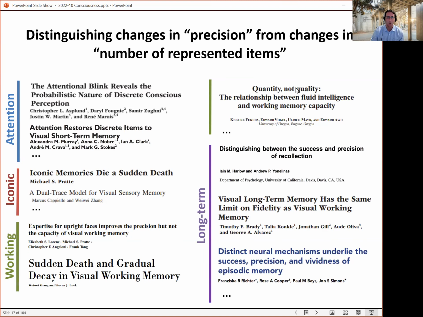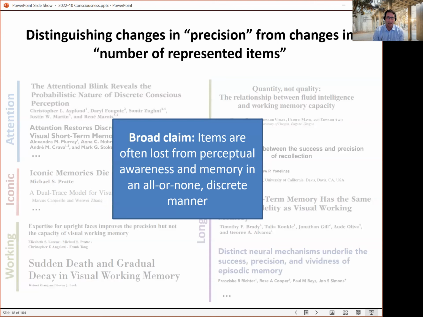For example, the correlation with intelligence, the claim comes from guess rate, not from precision, for example. Okay, so these are the kind of approach, and broadly the claim that I'm going to be interested in today is that there's some idea here that items are often lost from perceptual awareness or memory in this all or none, really discrete manner. They don't just get noisier, they just go away. They're just completely lost. And that seems like a really deep claim about the nature of perceptual awareness and memory, right?